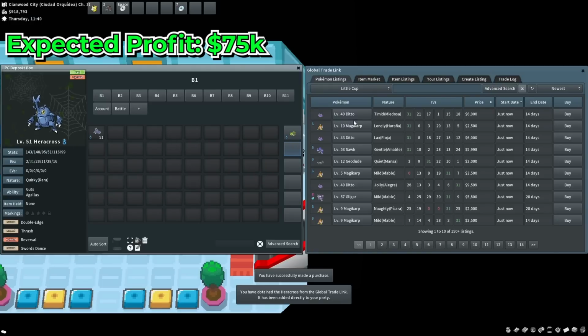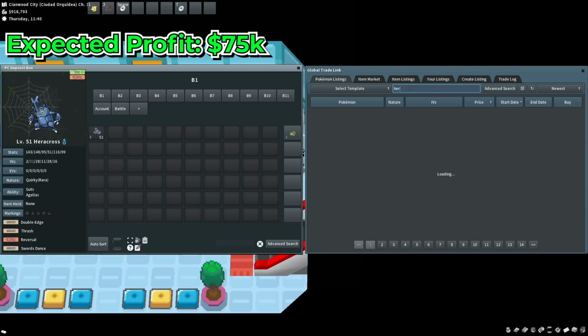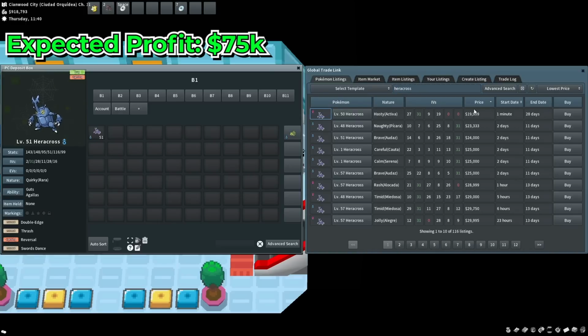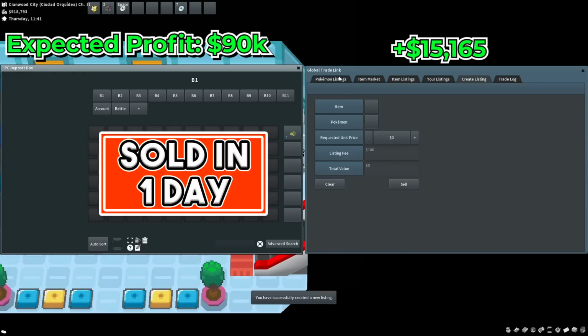Another Heracross, the same thing as before, 31, 31, 1, and then Heracross. And I will be underlisting this one here for 33, 32. There we go.